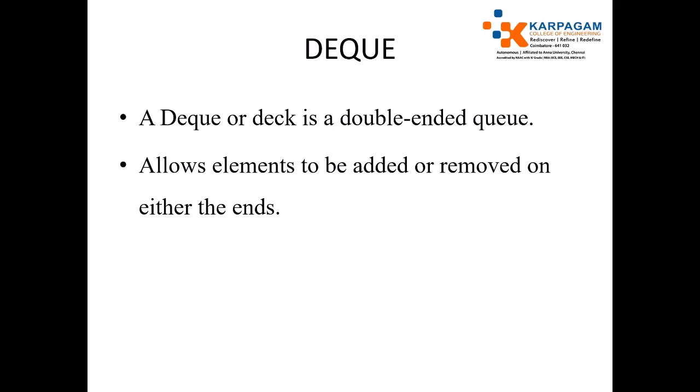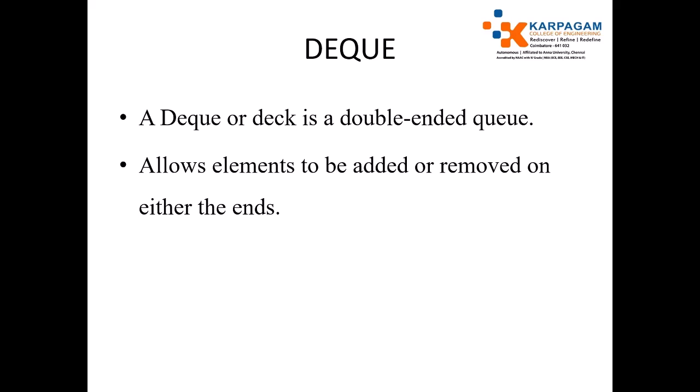In the previous session we had a discussion on linear queue, and there may be some drawbacks in linear queue. To get rid of that, we have used a circular queue. Here I explain another kind of queue called Deque. Deque stands for double-ended queue. It allows the elements to be added or removed on either end.